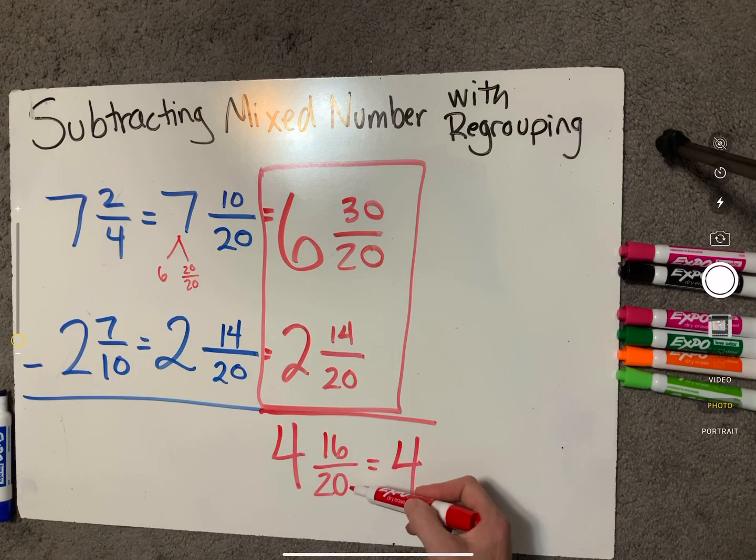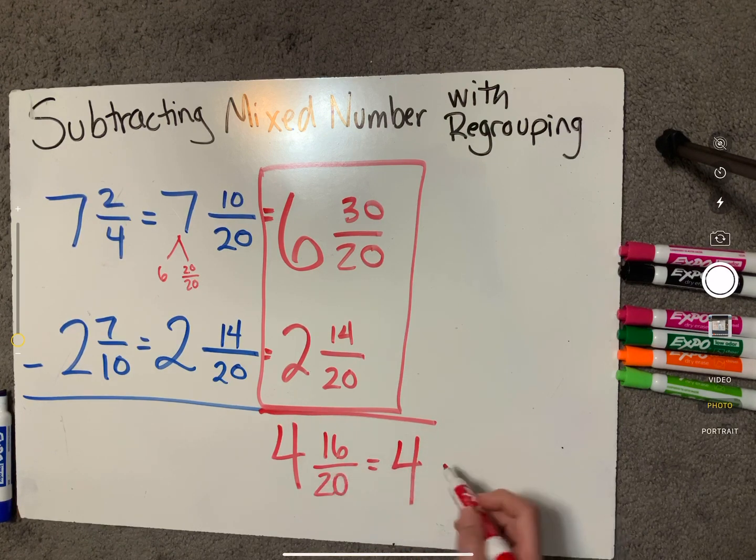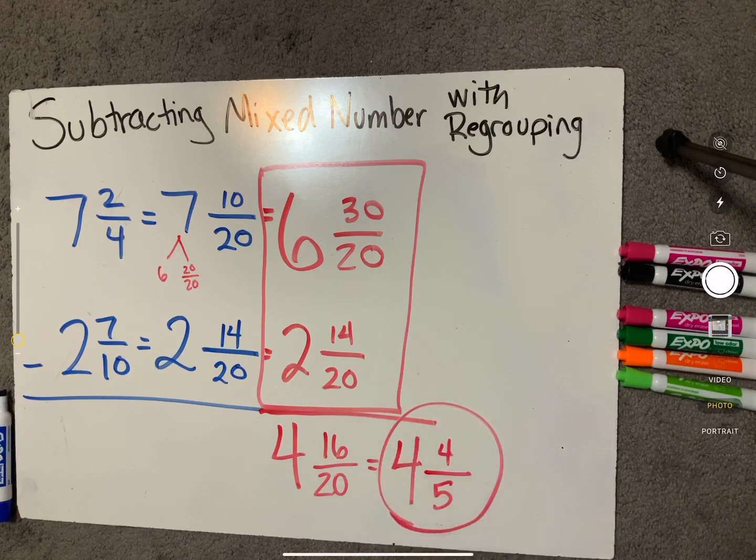Now I could reduce this in half and divide by 2. 16 divided by 2 would be 8. 20 divided by 2 would be 10. However, I also know that 4 goes into that. So I'm going to make it 5 4/5. And that is going to be the lowest terms answer for that one. All right, let's try another one.